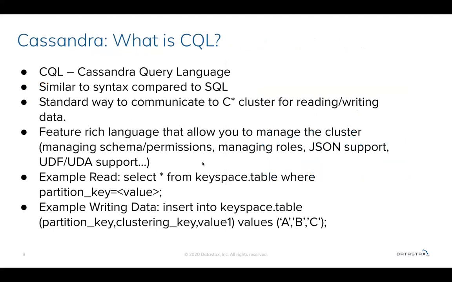So just going back to some basics of what Cassandra offers. Cassandra offers CQL, which is called Cassandra Query Language. It has similar syntax when you compare it to SQL. It's a standard way to communicate to Cassandra clusters for reading and writing data. It's a feature-rich language that allows you to manage the cluster. It allows you to manage permissions and roles. It has JSON support, user-defined functions, user-defined aggregates, and there's a lot of neat things you can do from querying the table and putting a where clause in. It's very similar to the SQL nature.